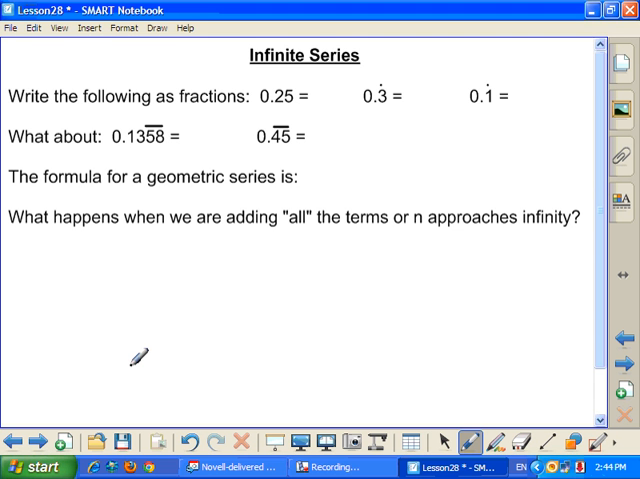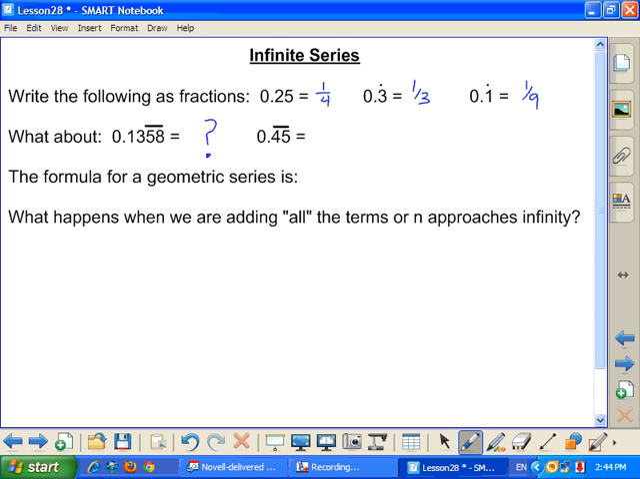So most of you will be able to tell me that was a quarter. 0.3 repeated, some will know that's a 1/3. And 0.1 repeated, there might be the odd person here that can tell me that's a 1/9. But what about 0.1358 repeated? Can anyone tell me what that is as a fraction? What about 0.45 repeated over and over again?